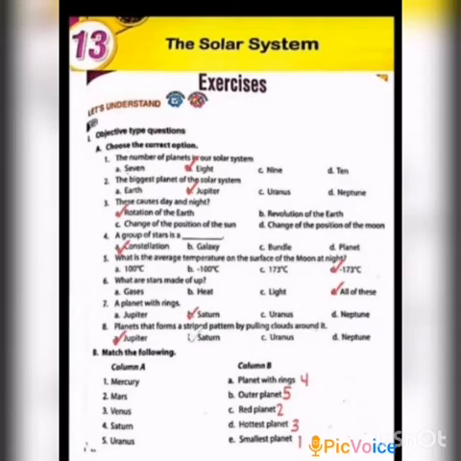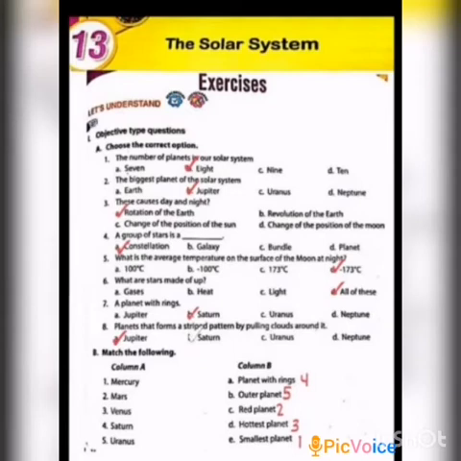Next, B. Match the following. Match column A with column B. First one, Mercury. Answer E. Smallest planet. Mercury is the smallest planet. Second one, Mars. Mars is the red planet.